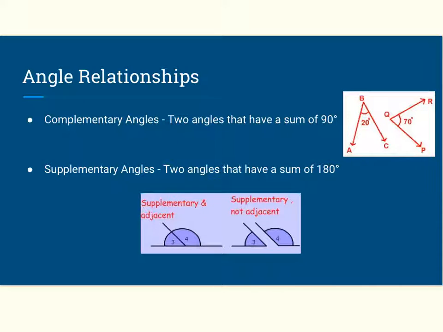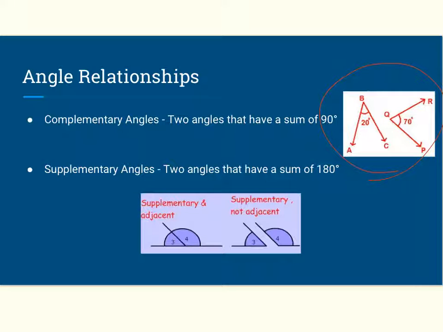A common misconception is that complementary and supplementary angles have to be adjacent to each other, that is, they have to be right next to each other. That is not always the case. So if you see here, we have two complementary angles. They are not right next to each other. They actually don't share any ray or any side. Those are still complementary angles because they add up to be 90.